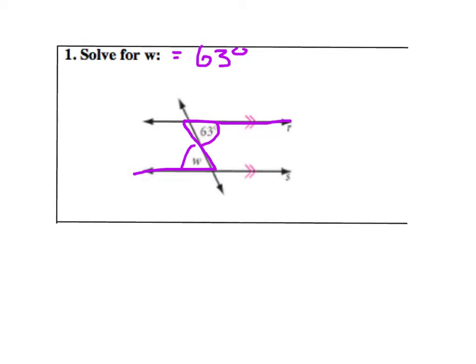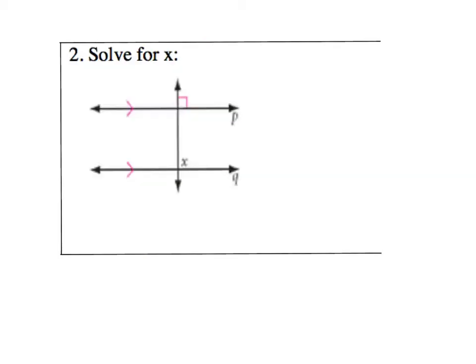All right, I'd like you to now pause the video and in your own words explain how we found angle W is 63 degrees. Pause the video. Question number 2, I'd like you to try on your own.